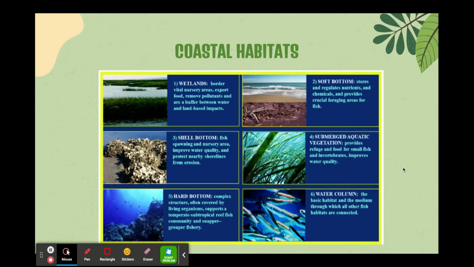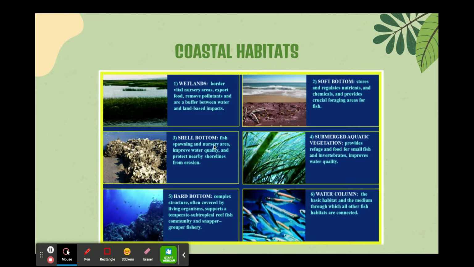I also wanted to show this to you, and this will go over just a couple of the coastal habitats. There are many more than just these six, but what you can do is pause this video at this time because I'm not going to read through each one of them. Each one of these coastal habitats, this is why they are important for our environments.